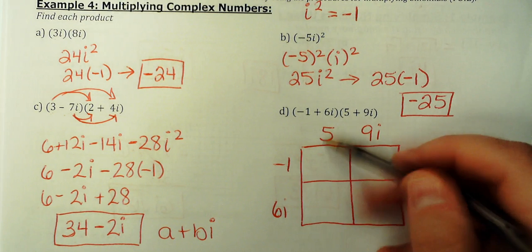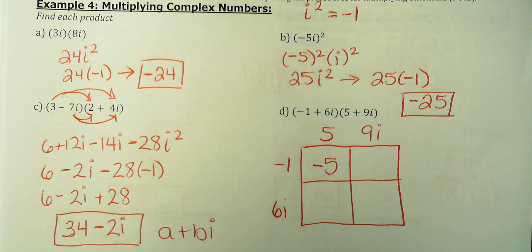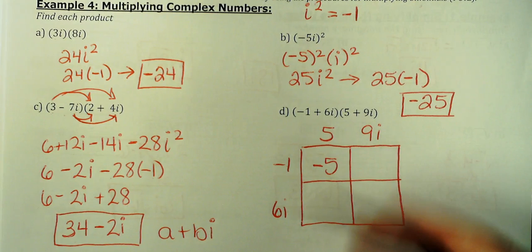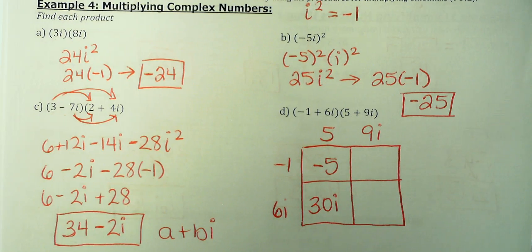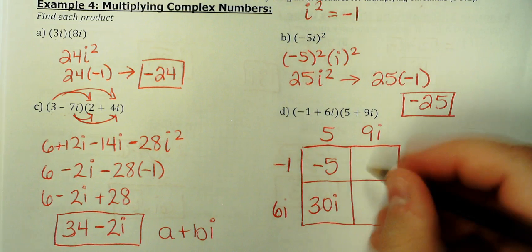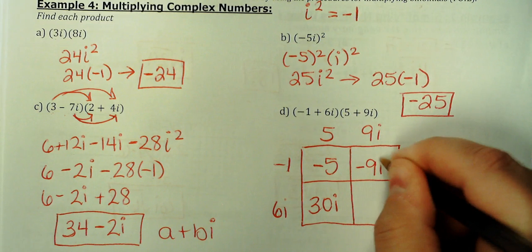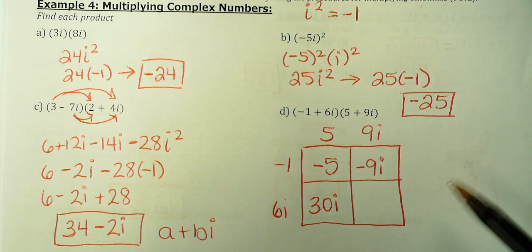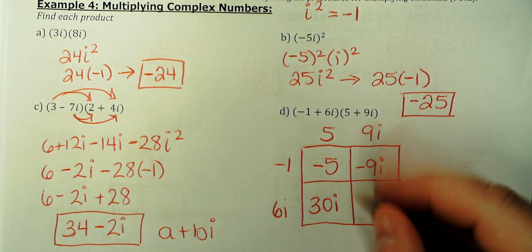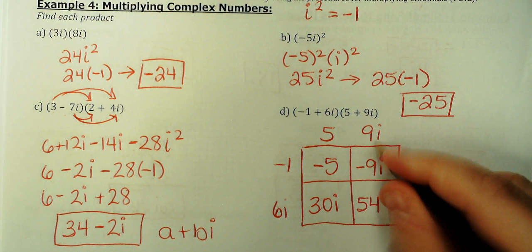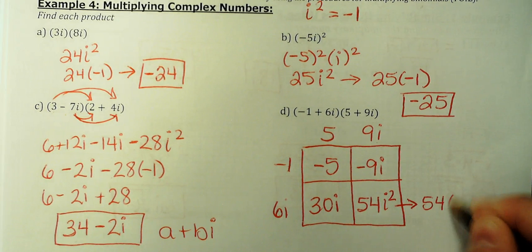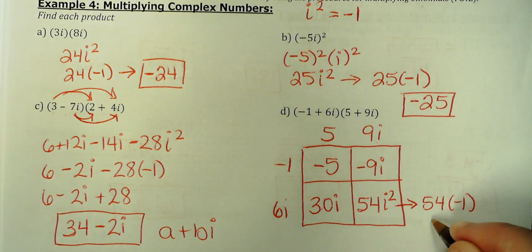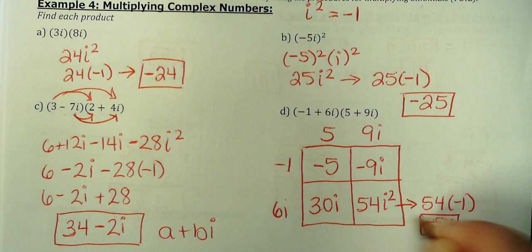So negative 1 times 5, this box would be negative 5. 5 times 6i, 5 times 6 is 30, and we'll just have an i next to that. Negative 1 times 9i is going to be negative 9i, and then down in the corner, 6 times 9 is 54. i times i is i squared. So remember, i squared always turns into negative 1, so this corner box down here is really negative 54.